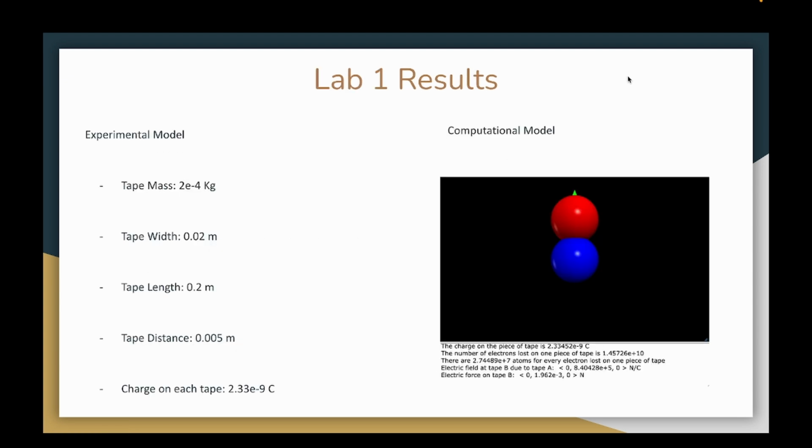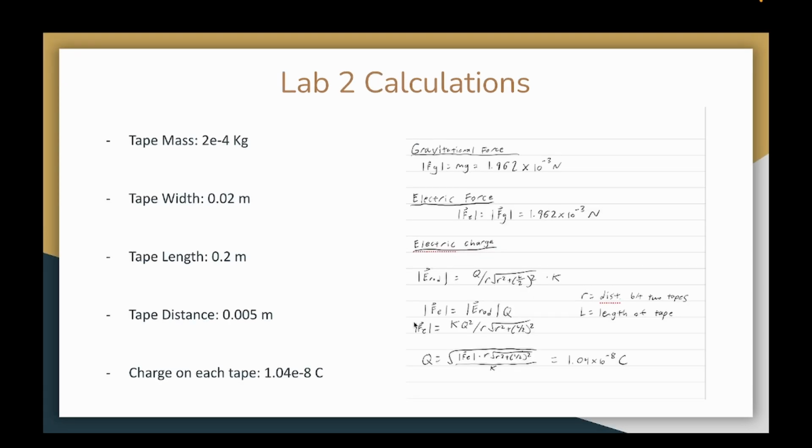And the Lab 1 results for a quick callback. You have the experimental model, and here's all the initial conditions and data from that lab. And here's the computational model that gave the tape's charge and the force. And you have Lab 2 calculations here. And you have the same initial conditions and data from Lab 1. And over here you have the calculations.